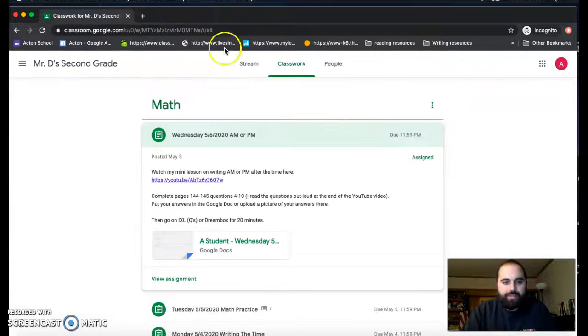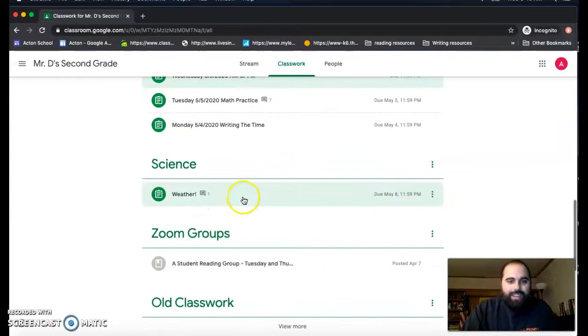It is optional. When you are done, then you're going on to IXL Cues, which is all about telling time and clocks, or you can go into Dreambox for 20 minutes. I did put new assignments in Dreambox if you've already completed the ones that we sent out about a week ago. And to finish up your day, science.